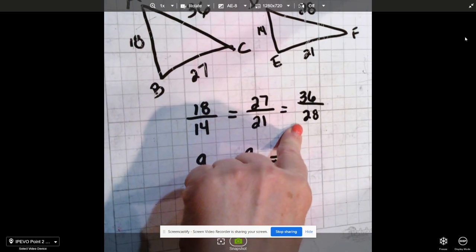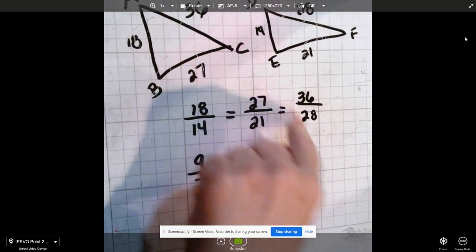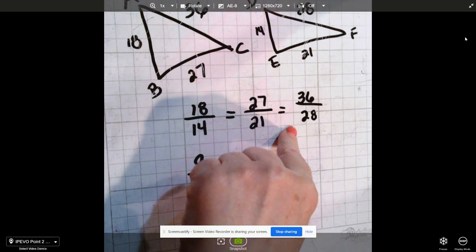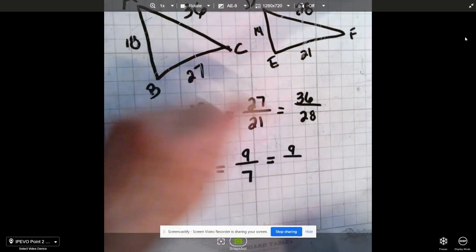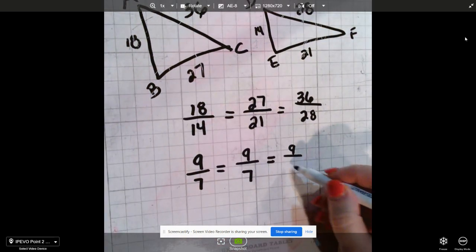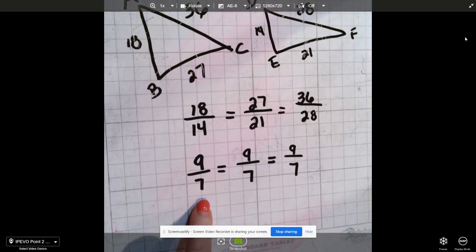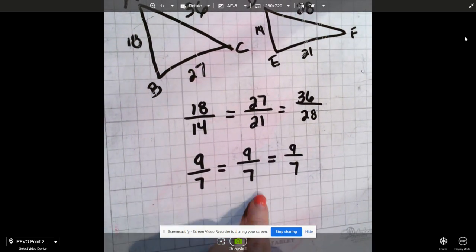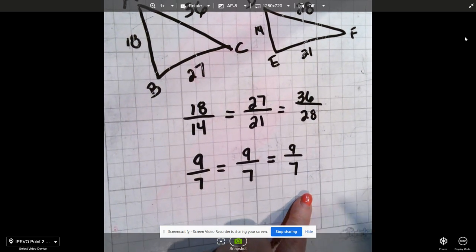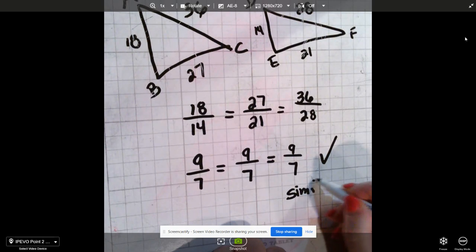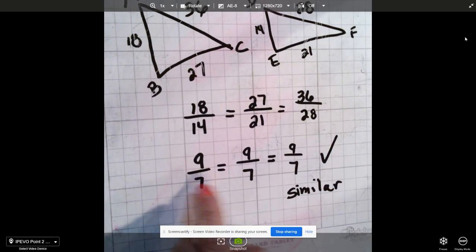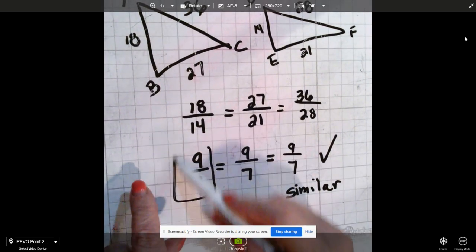36 and 28, let's see, I can divide both of those by 4. 36 divided by 4 will give me 9. 28 divided by 4 will give me 7. So therefore, each one of these ratios is exactly the same. So yes, these triangles must be similar. And their similarity ratio is 9 to 7.